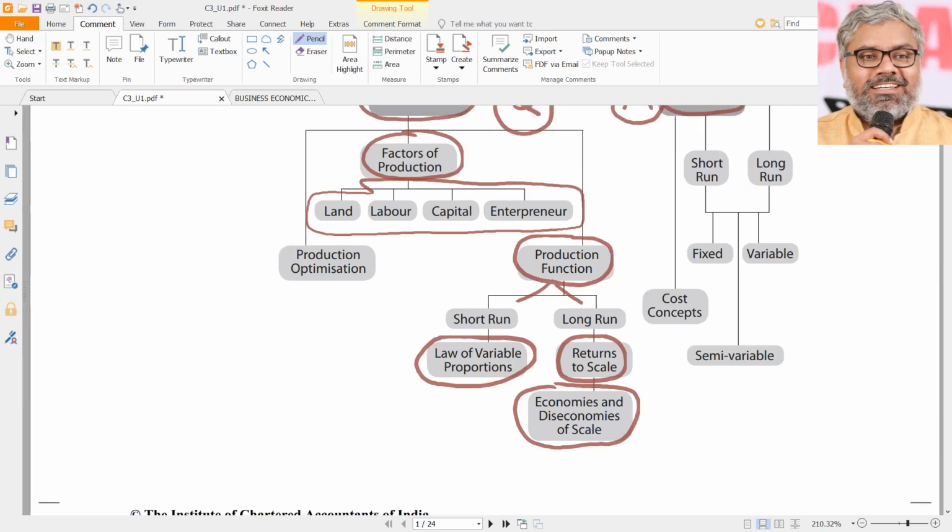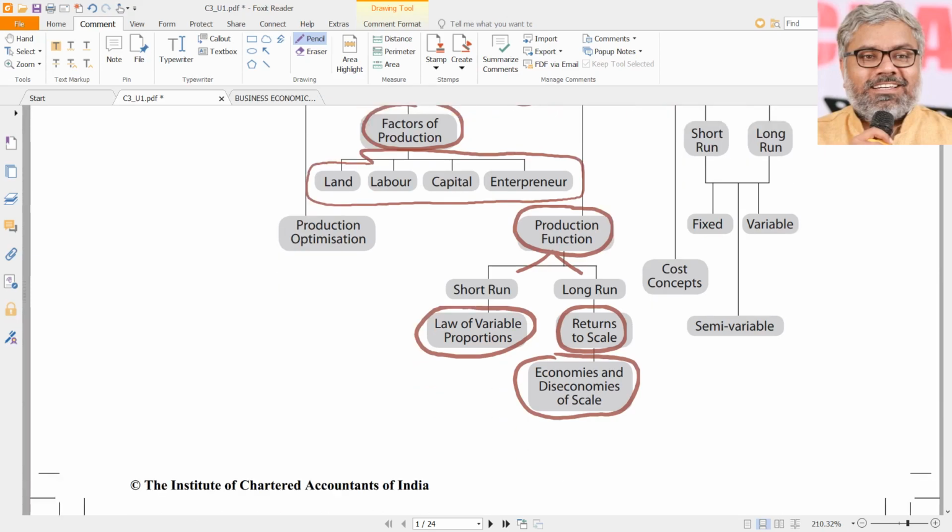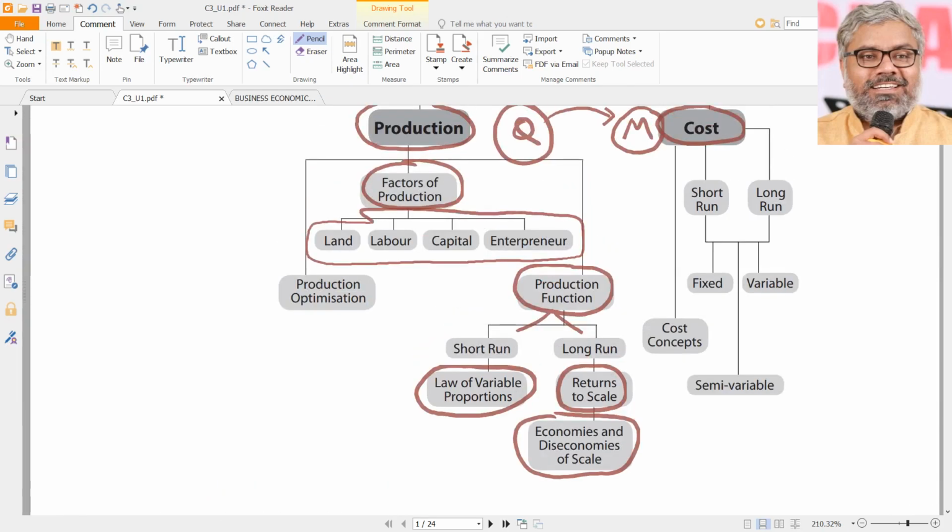Once we know that, we enter into the real theory of production. The real theory of production can be studied in 2 timelines. One is the short run theory and the other one is the long run theory. Short run theory is also called the law of variable proportions. What is that? We will come to it. Just know the name now. Law of variable proportions. Long run theory is also called the law of returns to scale, which further tells us what could be the economies and diseconomies of scale. That's it. That is unit 1 of chapter 3.